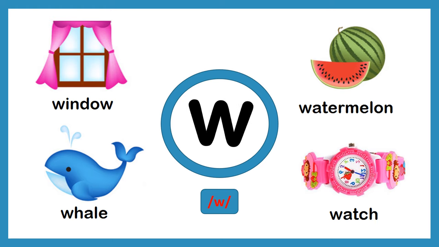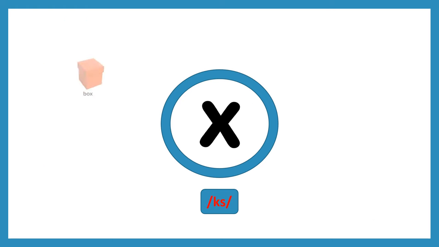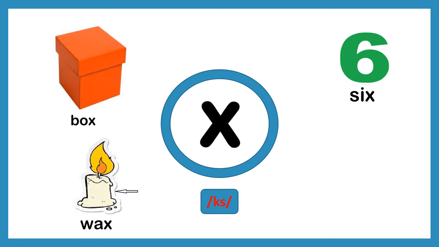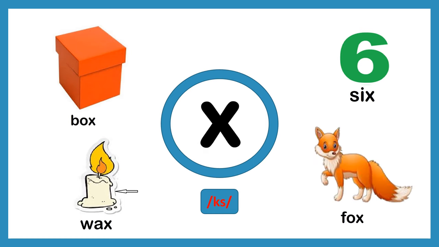and say: box, six, wax, fox. For making sound of X, we make sound of K and S together. That is X.